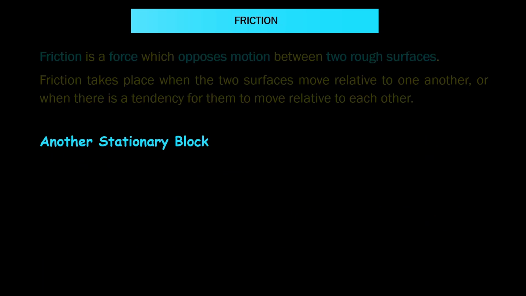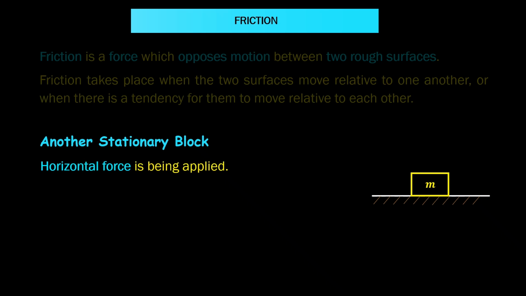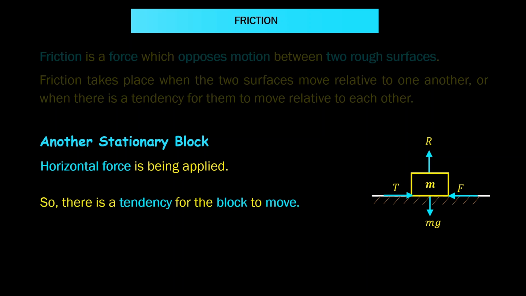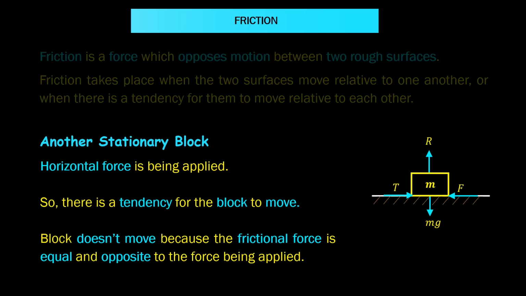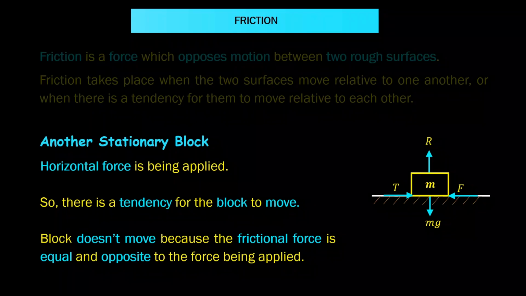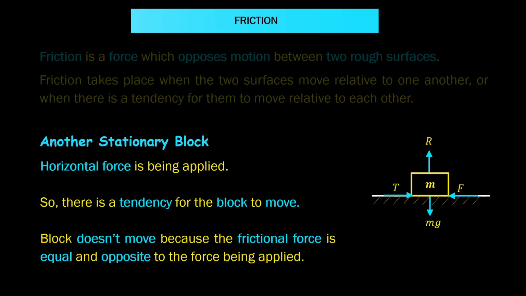Let's take a look at another stationary block. This time, horizontal force is being applied, so there is a tendency for the block to move. The block doesn't move, however, because the frictional force is equal and opposite to the force being applied. So in the diagram, we have that F equals T.